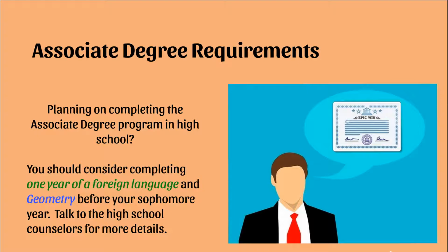Now, if you are looking at completing the associate degree program, you should consider taking at least 1 year of a foreign language here at the junior high, so either that's Spanish or French, and you should be able to be through geometry before you start your sophomore year. That is what the high school counselors recommend for going into the associate degree. If you want more information about that degree, you can talk to the high school counselors for more details.